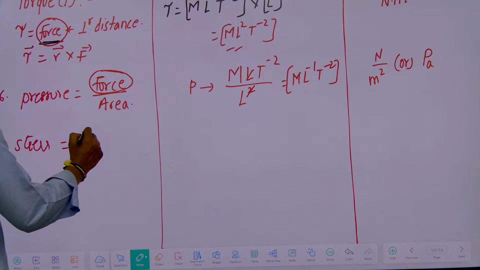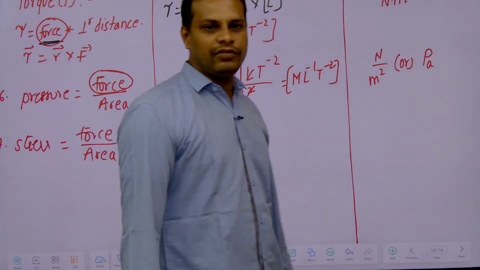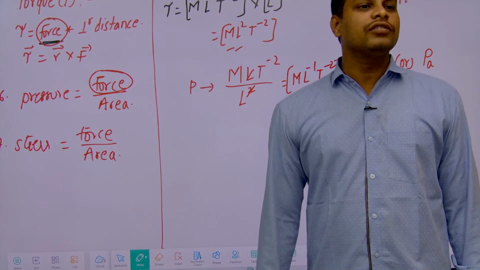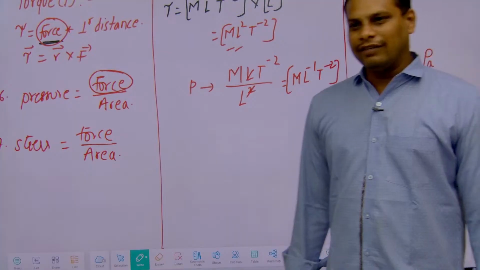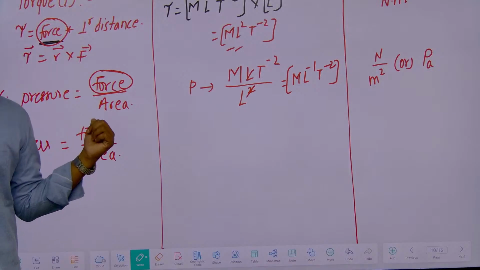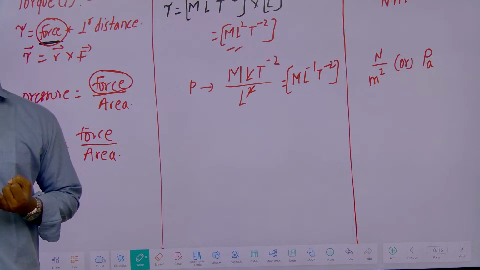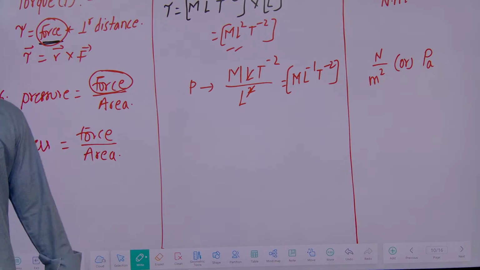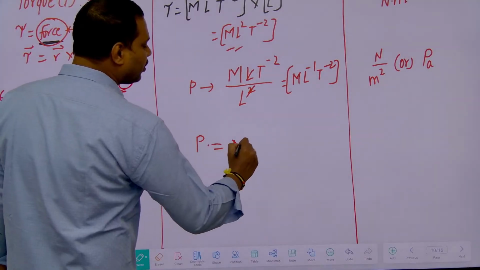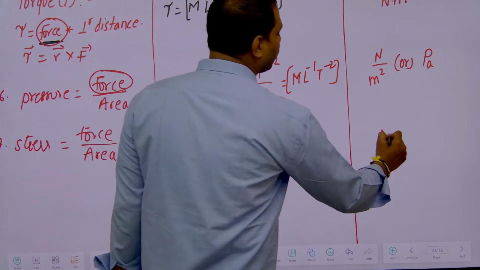Yeah, stress. Stress is also force per unit area. Then what is the basic difference between stress and pressure? Pressure is applicable to fluids, whereas stress is applicable to solids. Even if we use the pressure term, it doesn't matter, but generally the pressure word is used for fluids. What are fluids? Liquids and gases. But stress is applicable for solids. So for this also you will get the same formula: M L power minus 1 T power minus 2. And the unit is Newton per meter square.